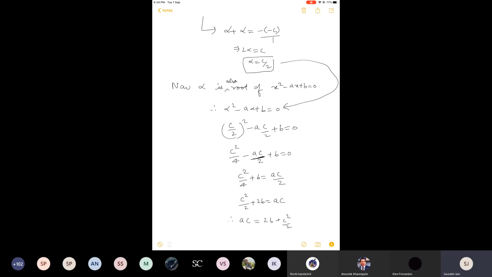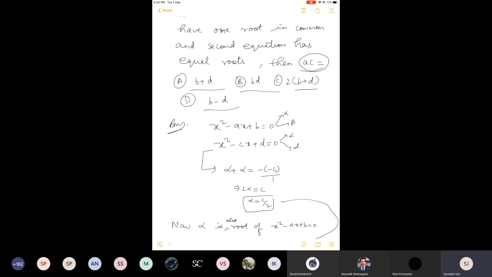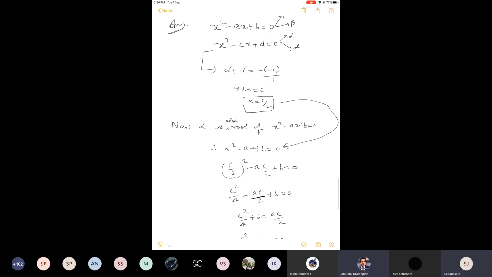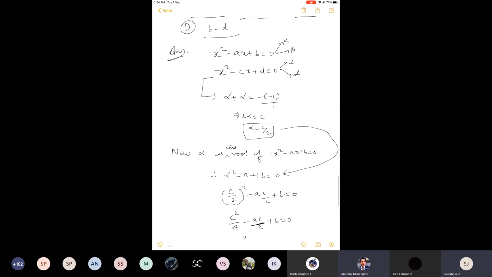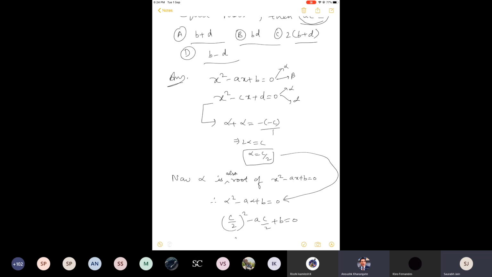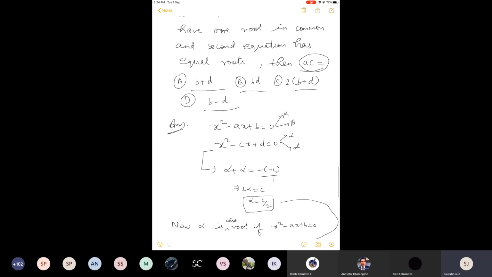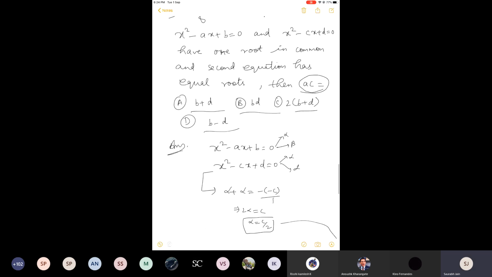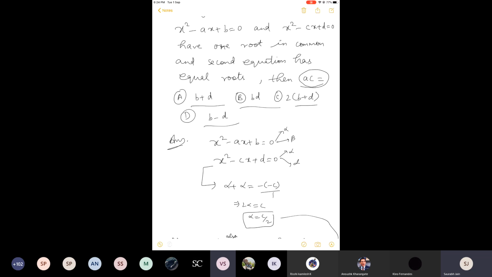But actually this is not the answer. Why? Because what is required is the value of AC in terms of B and D. But till now, we have got the value of AC in terms of B and C. So D needs to be introduced. Can anyone tell me, is there anything which is left to be used? From the question, can you remember, discriminant anything? Discriminant equals 0. Very good. Discriminant equal to 0. This is absolutely correct.